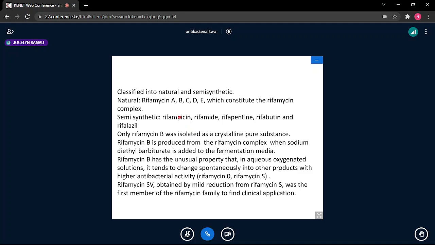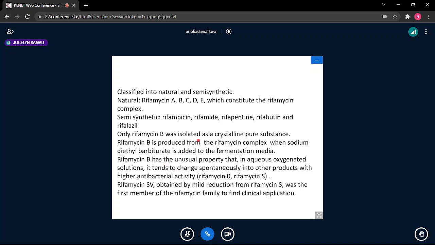Semi-synthetic, we have rifampicin, rifamide, rifabutin, and rifalazil. So we will look at their structures, and we will be able to appreciate the structural modifications that have been done to the naturally occurring ones to get the semi-synthetic, and with a reason. Any structural modification was done with a reason.